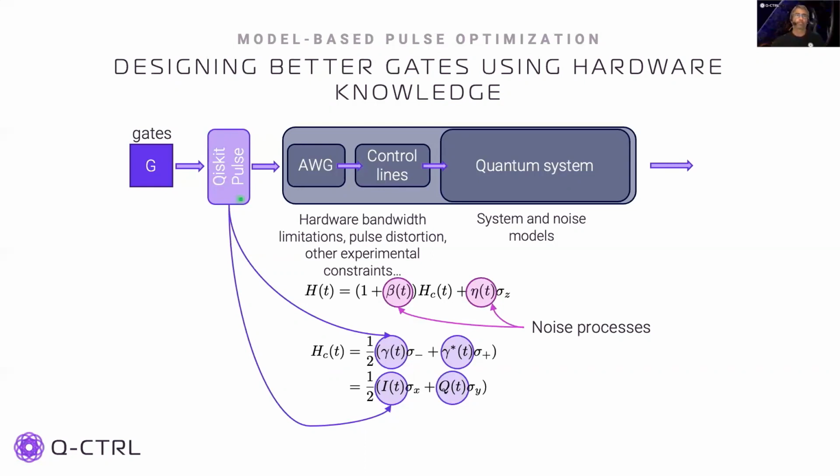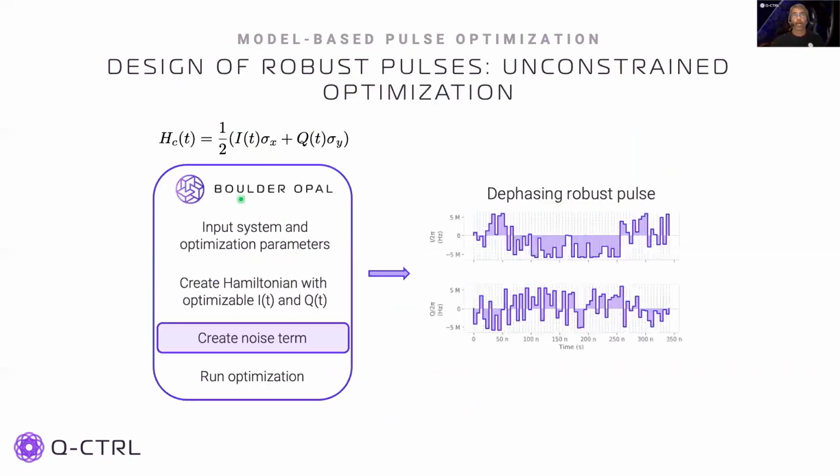Now that we have the model for the control Hamiltonian as well as the noise that we want to suppress, we can give this information to the Boulder Opal optimizer to find the desired gate. The diagram on the left shows the steps of this process. We input the parameters of the system like maximum Rabi rates and hardware time resolution. We also input optimization parameters like your target gate, its duration, and the number of segments in your pulse. Then you create the Hamiltonian with the optimizable variables, in this case, I and Q.